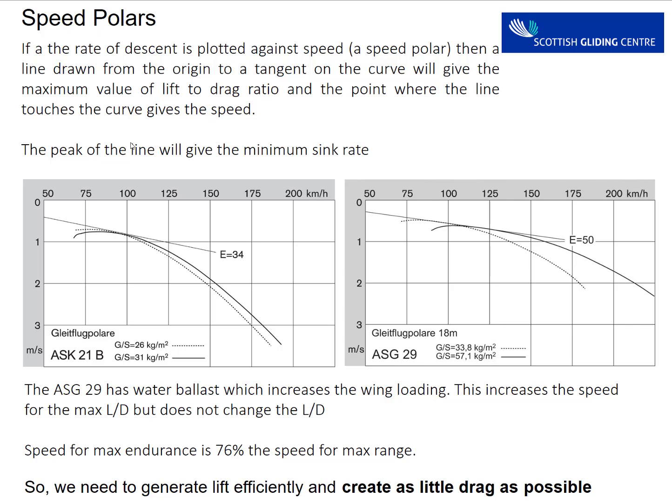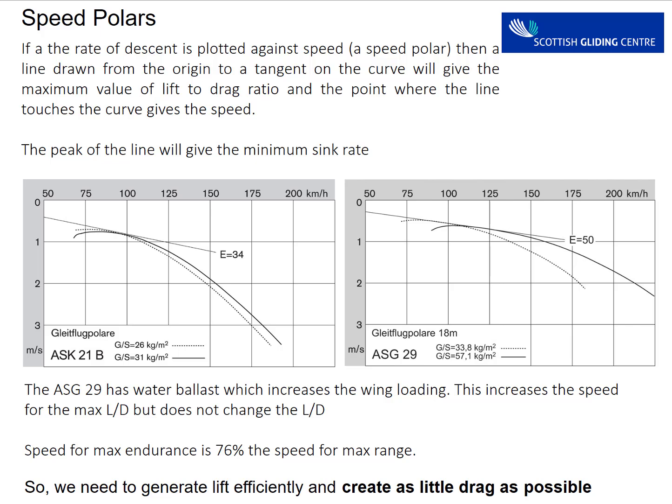Well, one of the things we can get from them is the minimum rate of descent. So here's my rate of descent, and if I look across, I can find the peak of the curve, and where I find the peak of the curve, that is my minimum rate of descent. I can pick that up. It looks just above 0.5 meters per second for that aircraft.